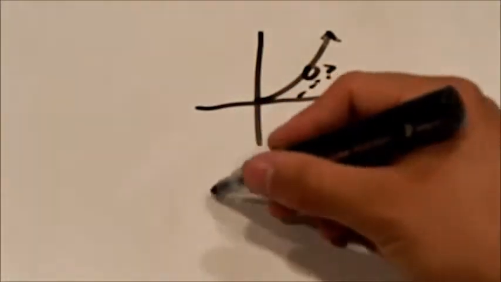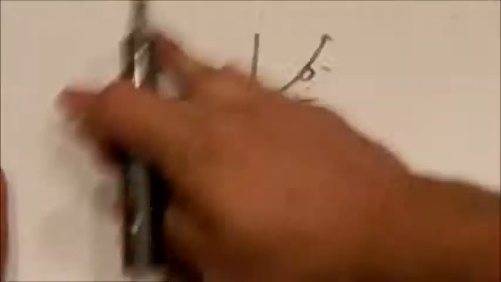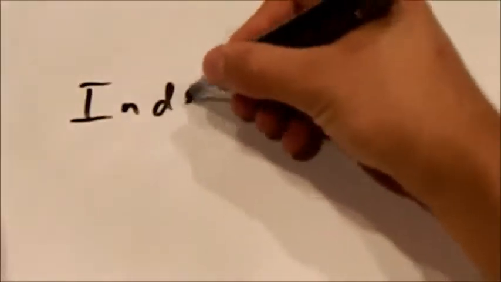Let's say you're given a graph. If you were to go along this graph, you'd reach a point where a hole exists. If you were to try to calculate the limit of this hole, you'd end up with 0 over 0. This is known as an indeterminate limit.